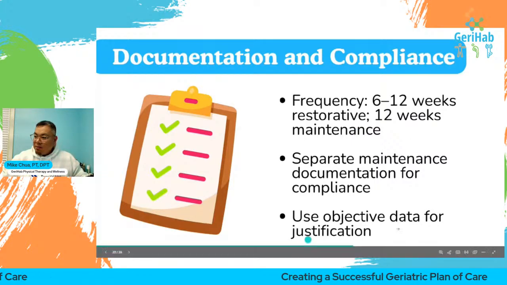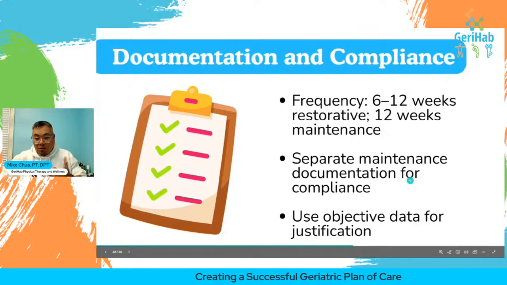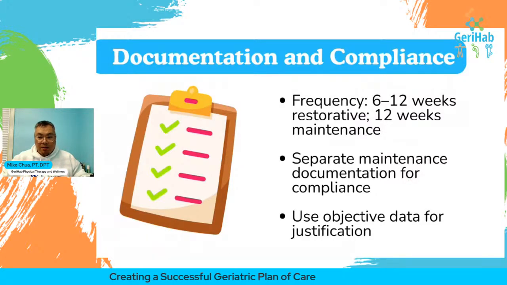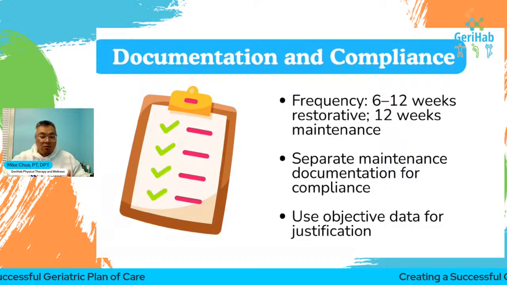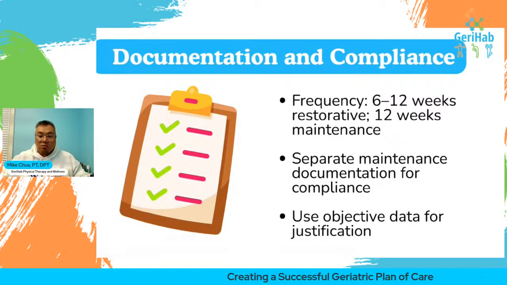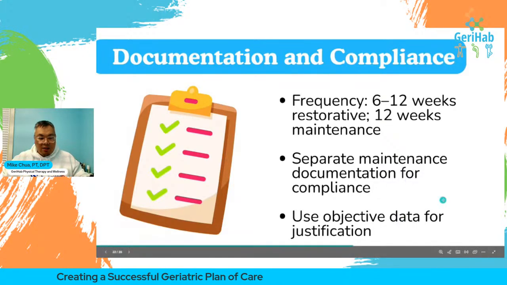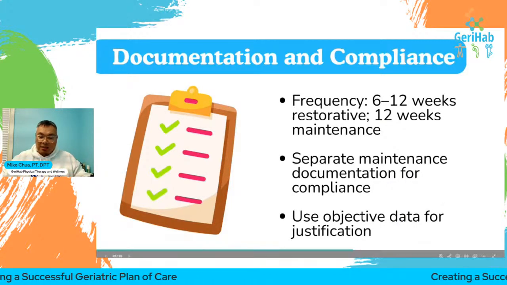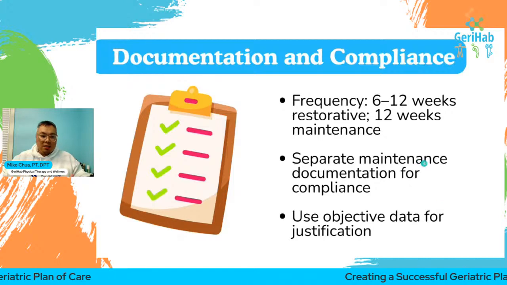Remember, you always use objective data. The goals that were shown earlier are not objective. There's no functional mobility. There's no scores, right? You need to put the numbers there. The Berg, the Tinetti, the gait distance, the assistance level. Remember, the assistance level is not just a physical assistance.